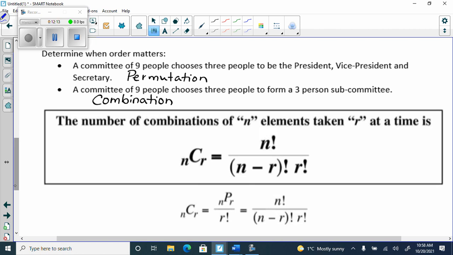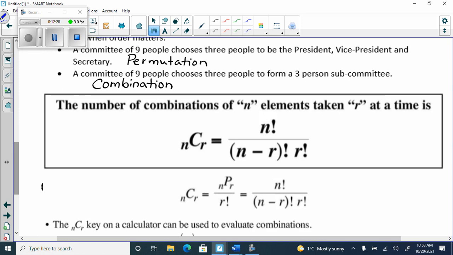So here we have the formula for combination. Now the formula for permutation, these are both on your formula sheet. The formula for permutation, nPr, is n factorial over n minus r factorial. We agree? That was the formula I gave you. If you look, what's the difference between nCr and nPr? The combination formula and the permutation formula. What's the only difference? Yeah, you're dividing by r factorial.